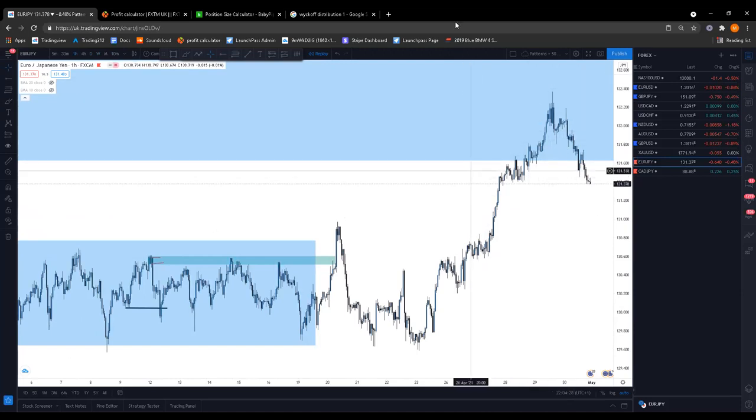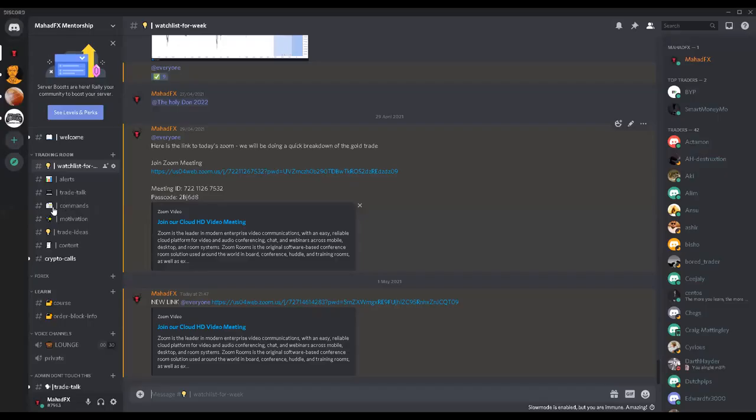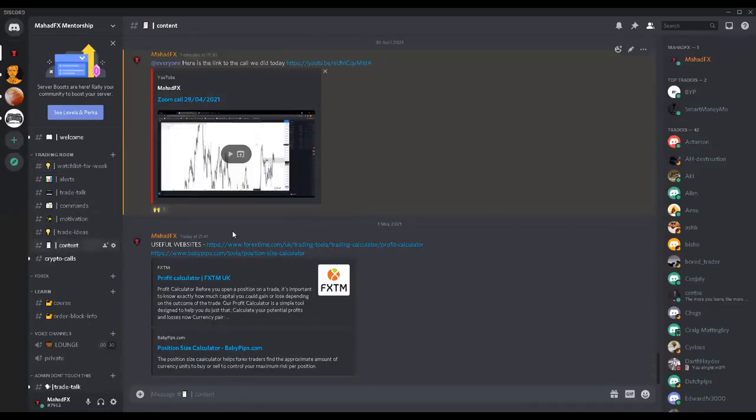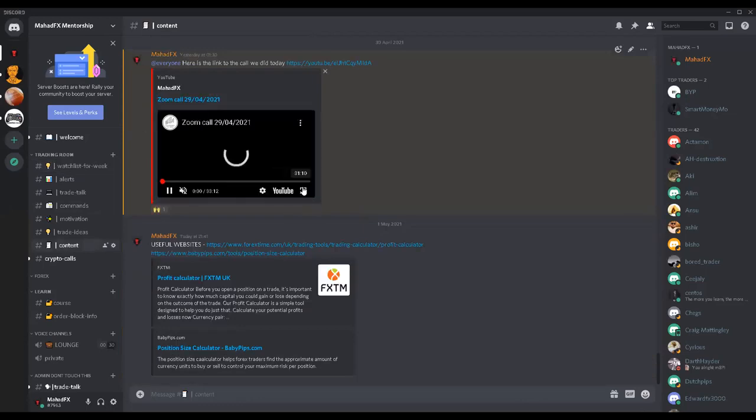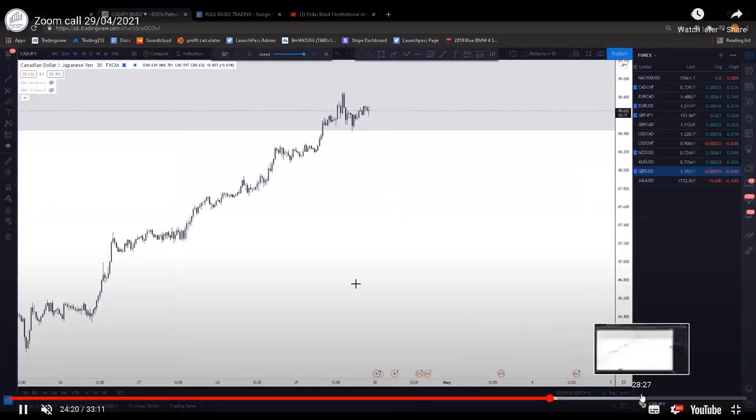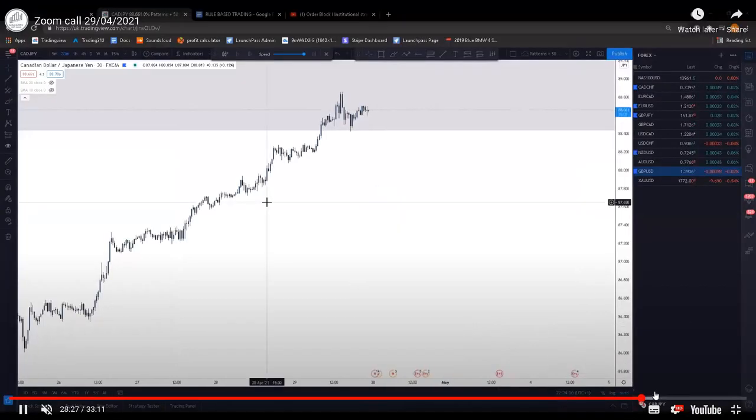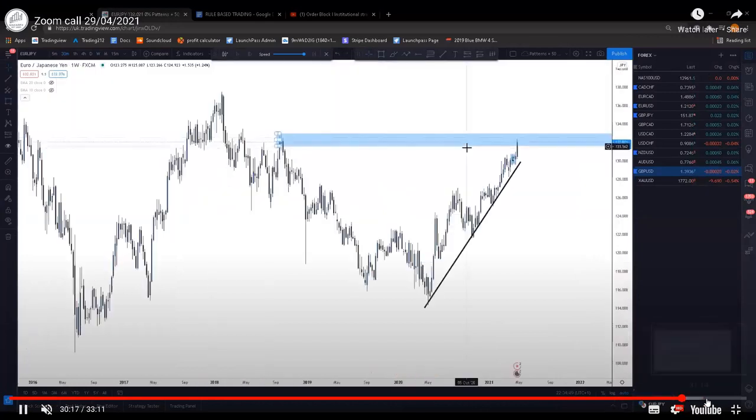You can see if we look back, if I share the screen, and we go to the watch list for the week and I show you that video on content and we play it, but we skip a bit, so we go somewhere here. So this is when I'm going through CAD JPY. This is still CAD JPY. Let me get rid of this. This is still okay. Here we go.